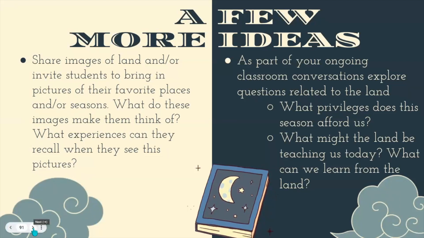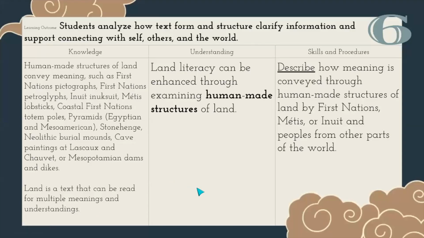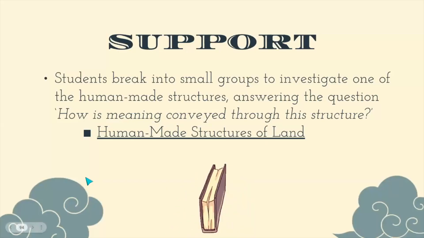Everyone, whether we realize it or not, reads the land, reads the weather, reads what's happening around us environmentally. And so it's really about calling attention to that and being willing to have those conversations. Now, in grade 6, it shifts slightly because we're looking at specifically human-made structures by various groups of peoples. So it's not even just Indigenous peoples, but historically. And so this has been made as a resource or an activity that you can do with your students.